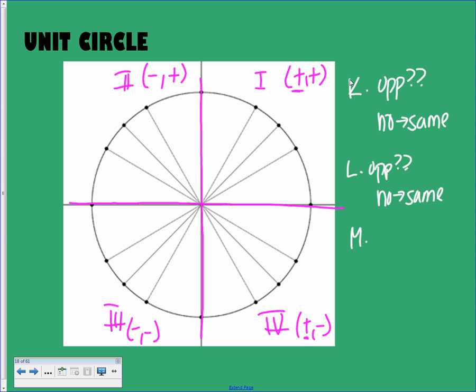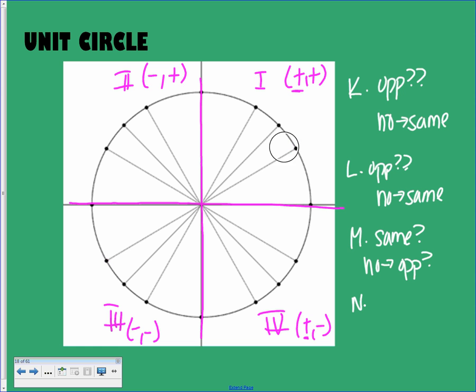Example M wants us to take a look at 30. So there's my 30 and my 210. Now this one just says, are these the same? So notice the difference between K, L and then M. M does not have a negative sign out front, which means are these the same? Okay, well the sine in the first quadrant is positive and the sine in the third quadrant is negative. So this answer is no, because they are actually opposite. So I can see how you may find this confusing. You just have to think about what they're asking and then what the answer is, and answer appropriately. Don't go too fast on these.